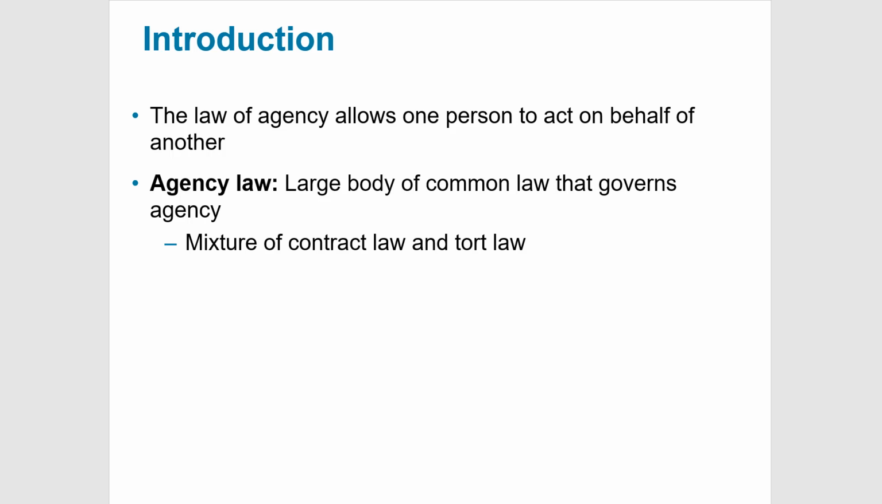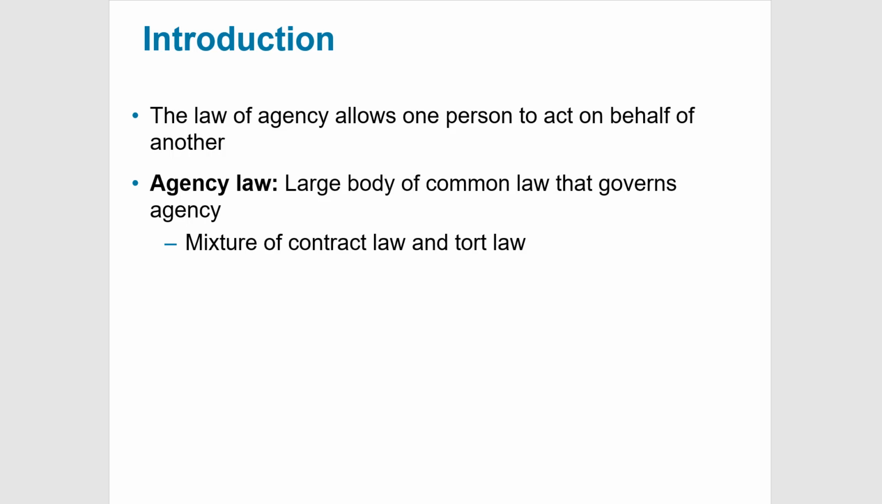So, even though you might not be aware of it, these agency relationships exist all around us. So it's very important to understand them. So that's why we mention it here. But the law of agency allows one person to act on behalf of another person. So I'm authorizing a person to make decisions or do business on my behalf.